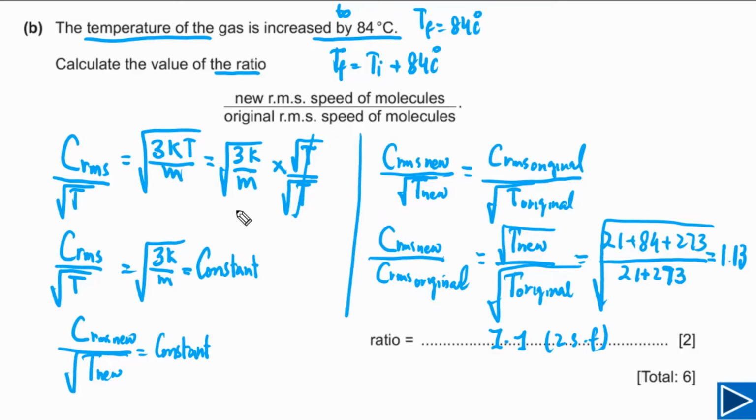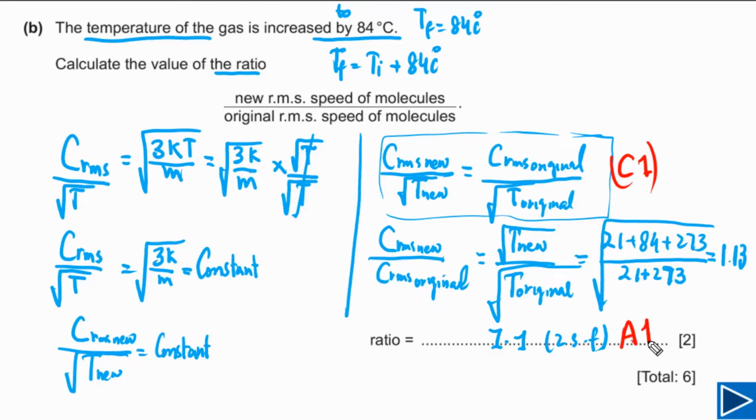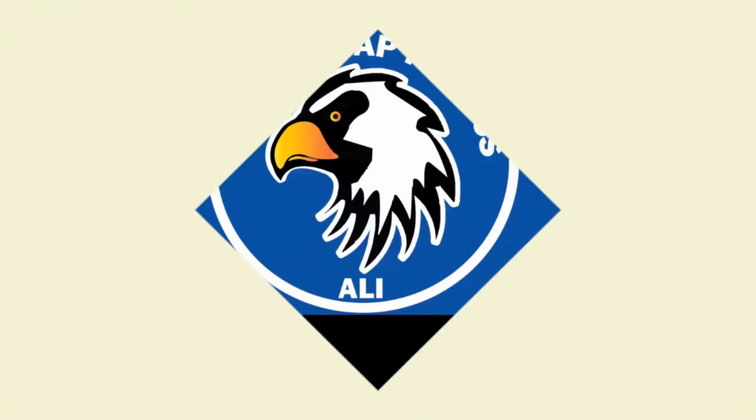I have explained in detail, but in the exam you can do it quickly. You can skip these points and go quickly to this one. This question has 2 marks. The first mark you will get if you have written this relationship in this form, which is the C1 mark, and the final mark is the answer mark. If you have got the right answer, you will get the second mark.